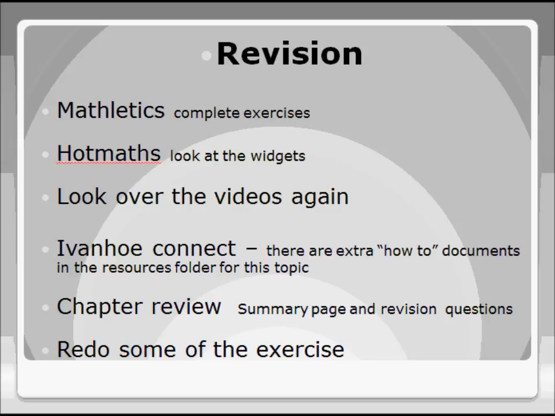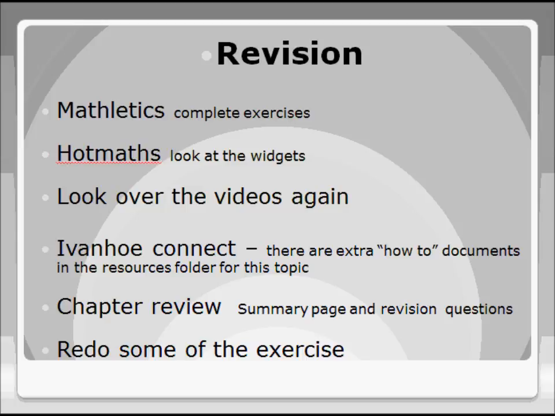So what more can you do to revise? Well, firstly, there are plenty of exercises on Mathletics that you need to complete. Alright, they'll give you instant feedback about how you're going and whether you're getting any of them wrong. Hot Maths, you have registration for Hot Maths. There are a lot of widgets that allow you to play around with the graph. You can move the graph to a different position and then calculate the gradient and calculate the y-intercept.